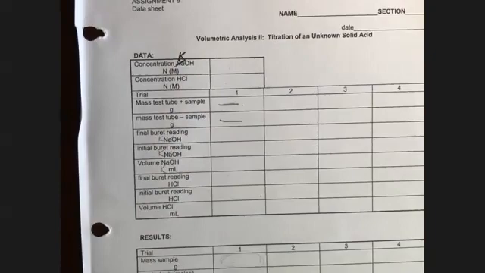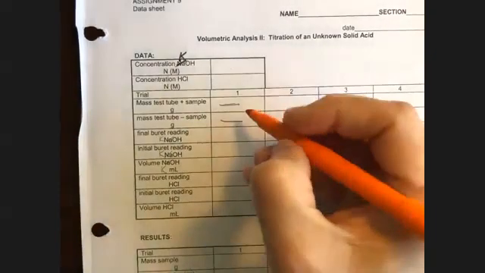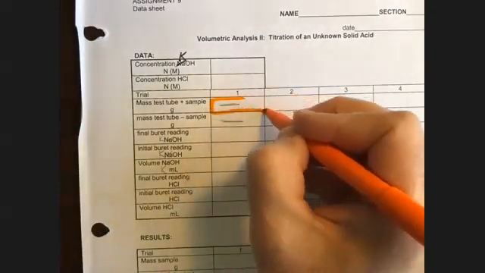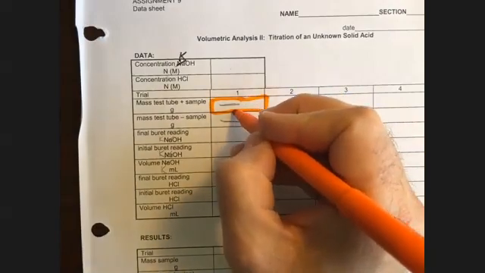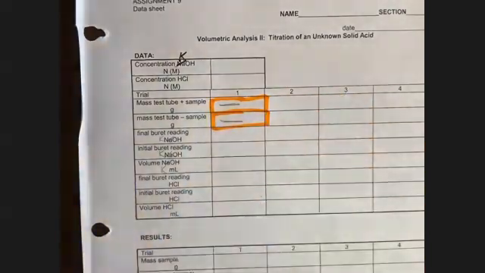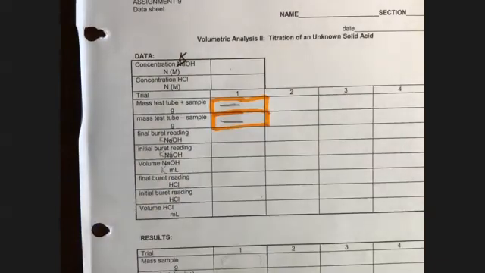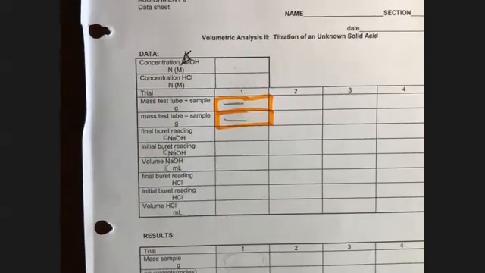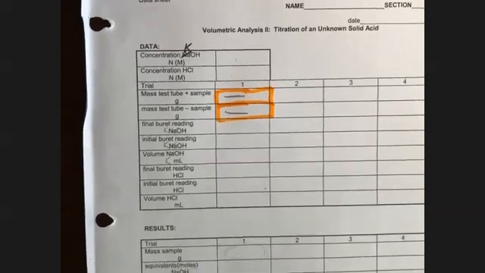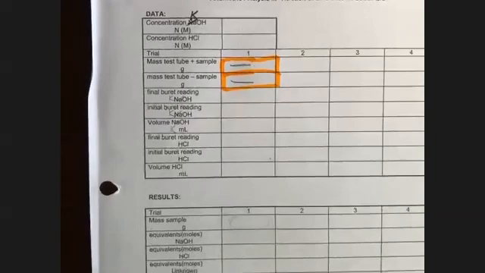Over here, they say, what is the mass of test tube plus your sample? And then the test tube minus the sample. So the way they propose that you do the experiment is that you put some of your sample in a test tube and you weigh it, and then you pour that sample into your reaction flask and then weigh the test tube minus the sample. The assumption is that whatever difference there is in there is the mass of your sample.